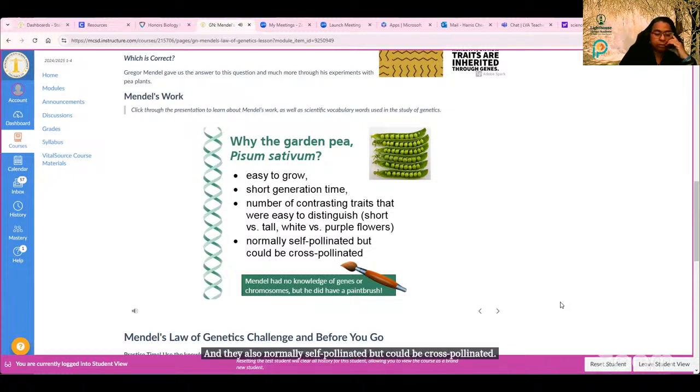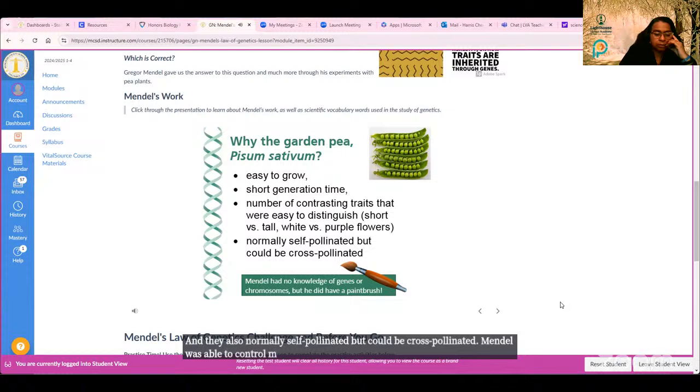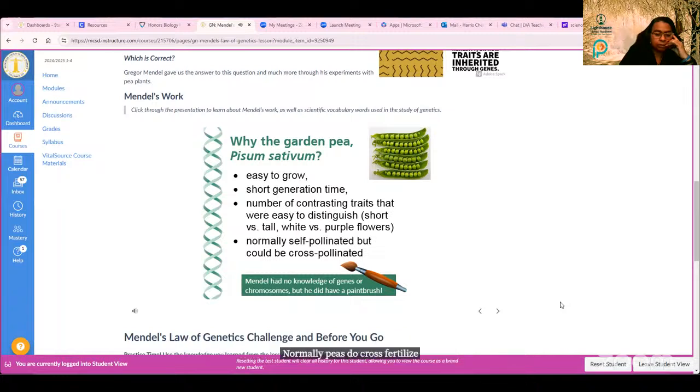Mendel was able to control mating this way by removing the male or the female flower parts and cross-pollinating with a paintbrush. Normally peas do cross-fertilize or fertilize themselves, but he didn't want this to happen.